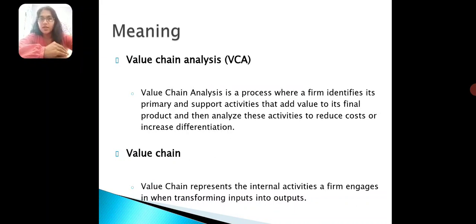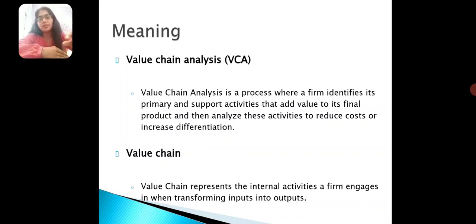So, first I would like to take up value chain, then we will go to value chain analysis. Value chain represents the internal activities a firm engages in when transforming inputs into outputs. So, you all know about inputs and outputs. Input is all those material, resources, labor, technology, all that we put in order to convert that into an output.